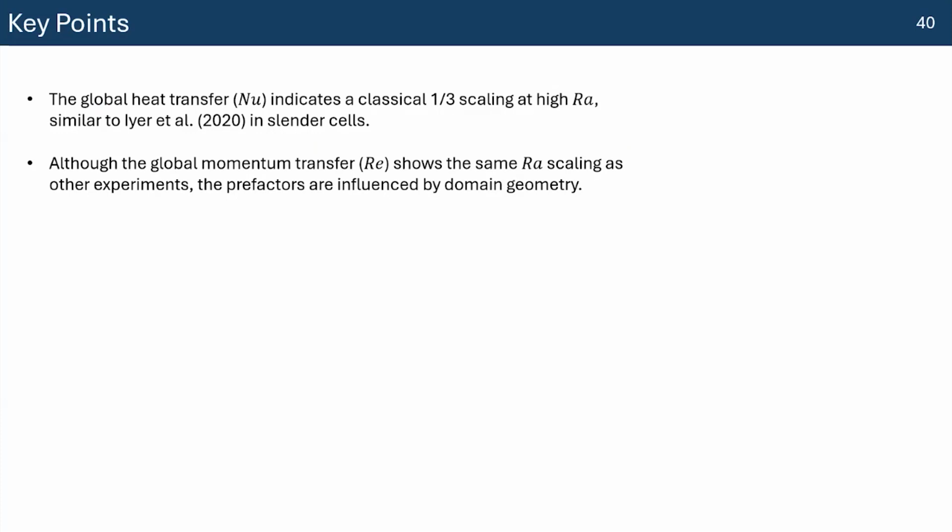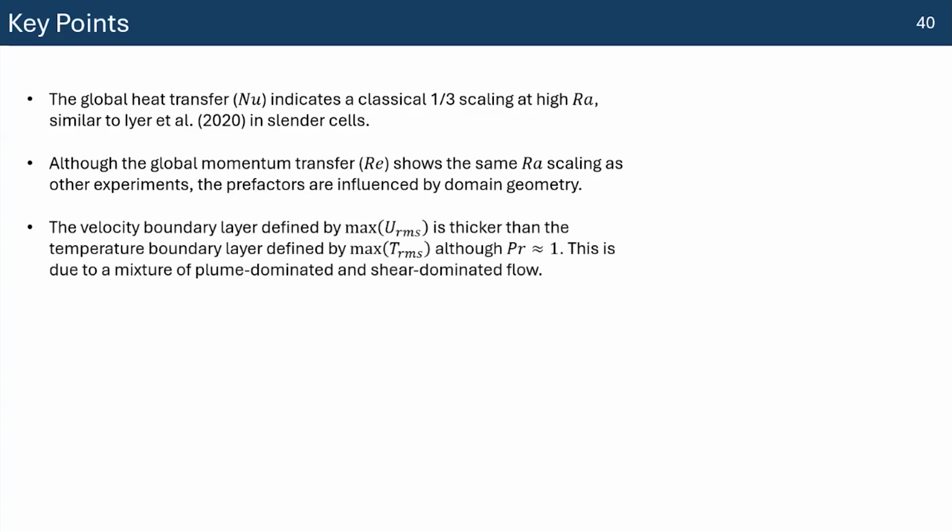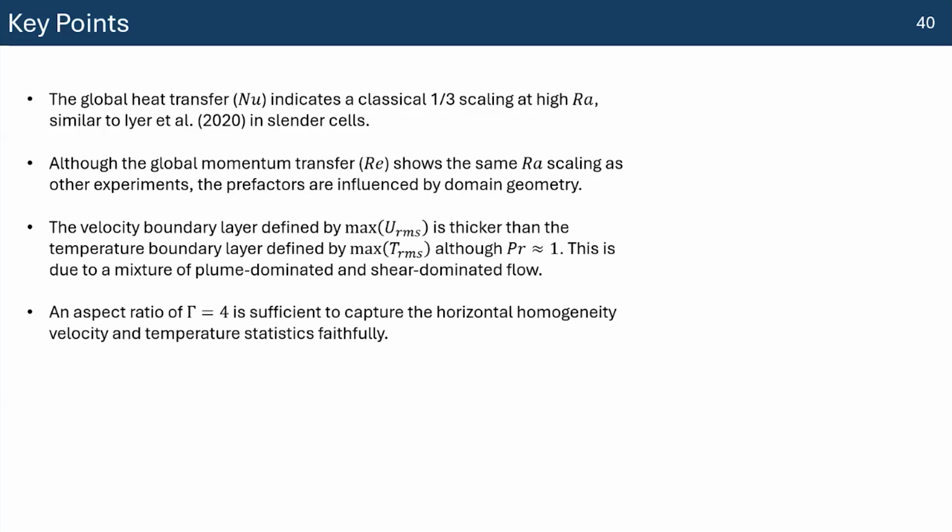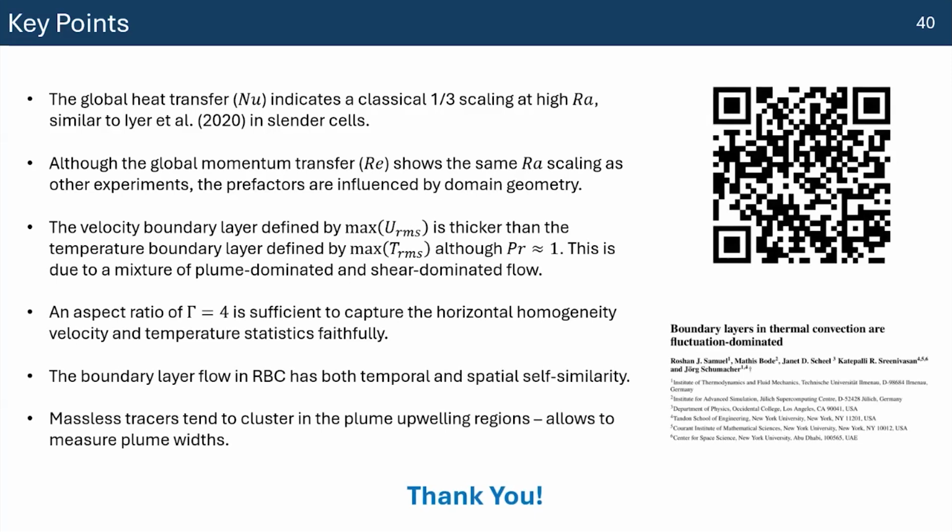There is a difference in how the momentum transfer scales, and it depends a lot on the boundary conditions and the geometry of the domain. And finally, gamma equals 4 is sufficient to capture all the horizontal homogeneity that we have reported on. Massless tracers tend to cluster in plume upwelling regions, and this allows us to measure plume widths.